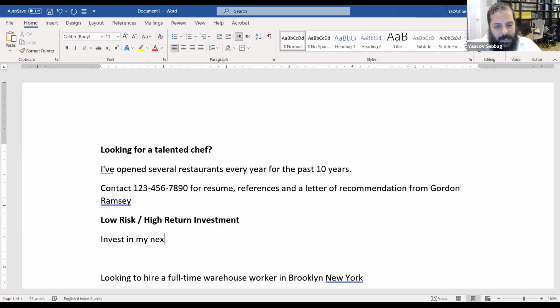Invest in my next restaurant to make a large, easy profit. When you say you open a new restaurant every year for 10 years, depending who you're writing that to, it would or wouldn't be believable. So you might want to say something like, invest in my next restaurant to make a large, easy profit.